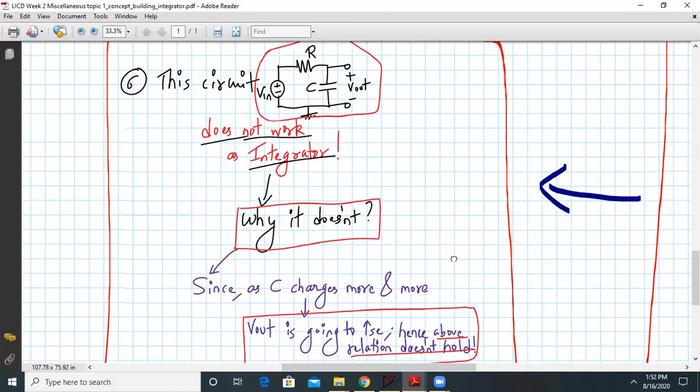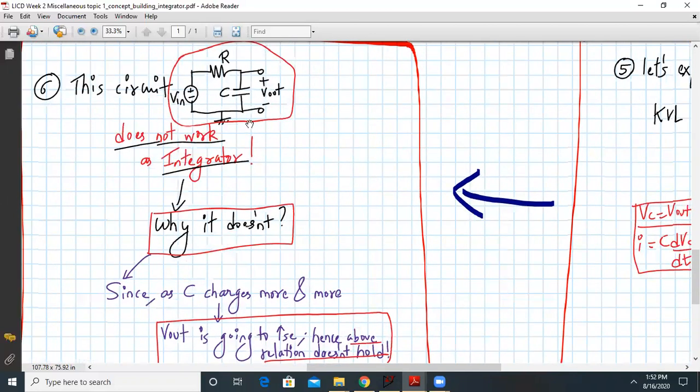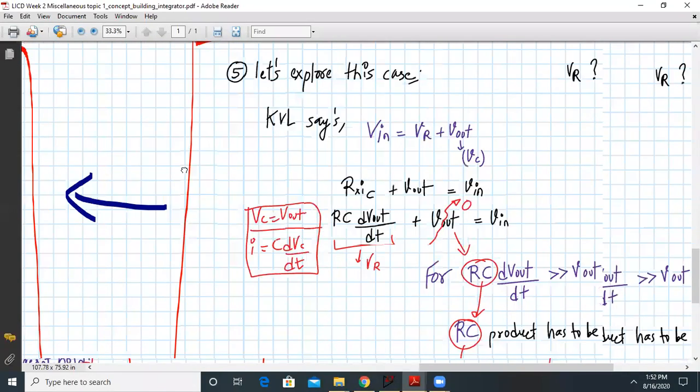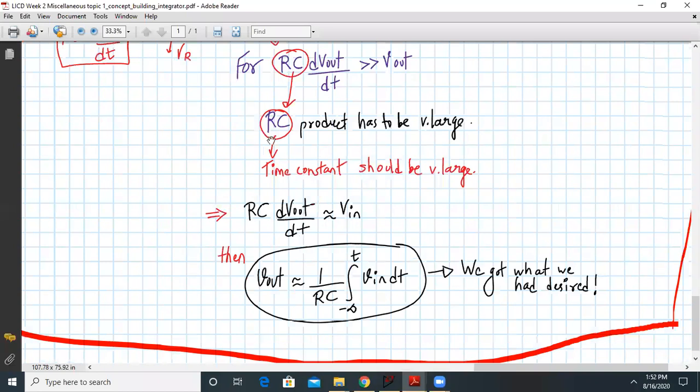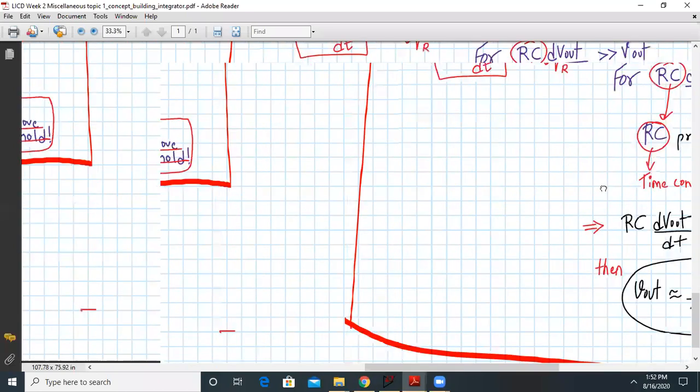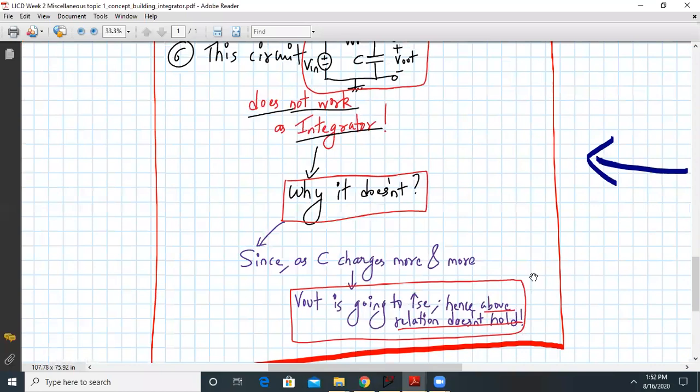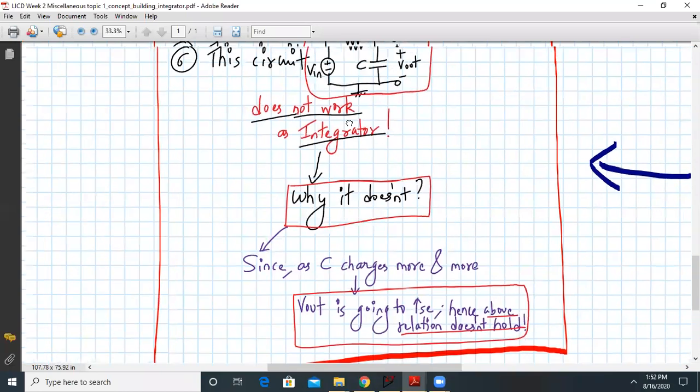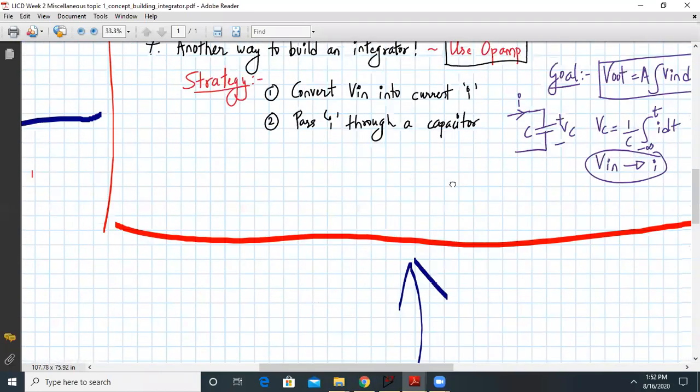No, it doesn't. Why? Because as the capacitor charges more and more, it will bring the output voltage higher and higher. So VC, the collector voltage, the capacitor or the output voltage will rise. And this expression will no longer hold, which we have written over here, approximately equal to V. So that's why this circuit will not work as an integrator. So we have to look out for some solution.